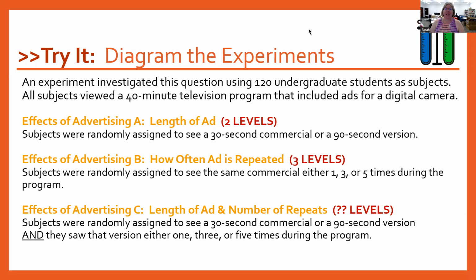So before we took a detour into figuring out the number of treatments for an experiment, we were working with this example that used 120 undergrad students that were watching a 40-minute TV show and were shown an ad for a digital camera. So we looked at the length of the ad using two levels, 30 and 90. We looked at how often the ad is repeated during that 40-minute TV show, either 1, 3, or 5 times.